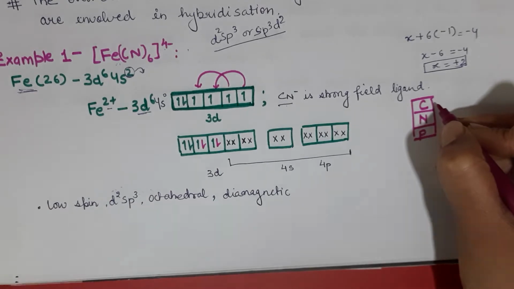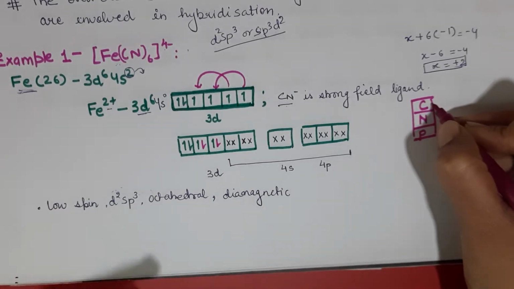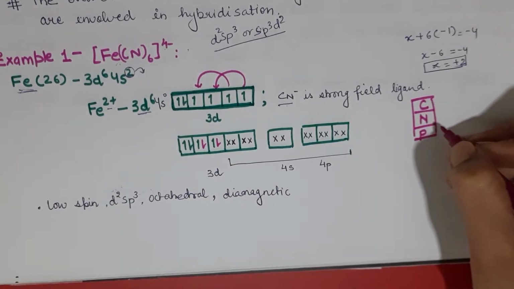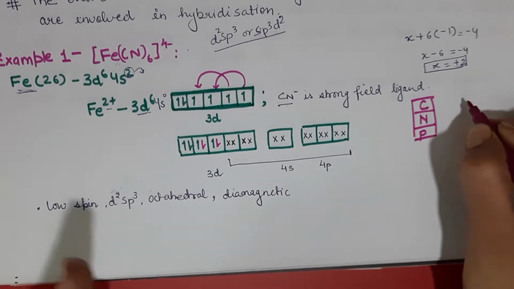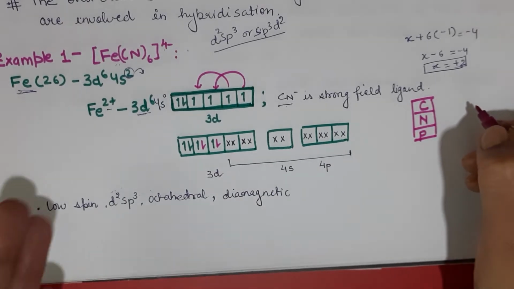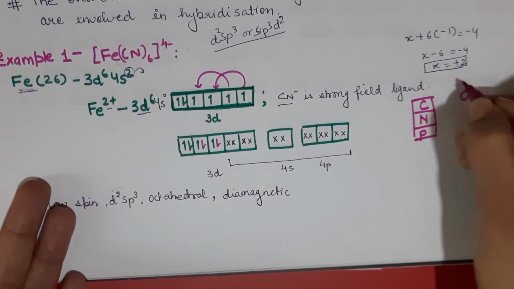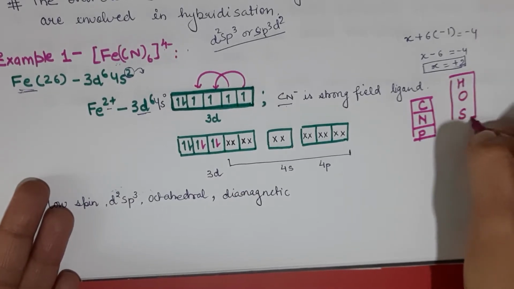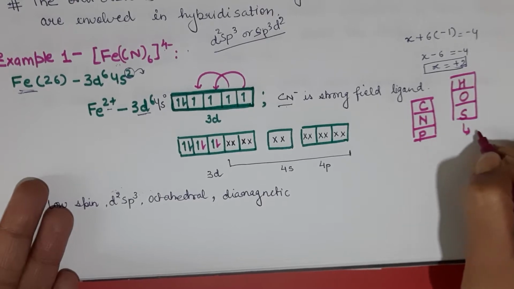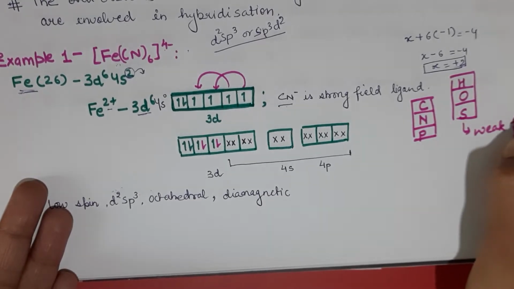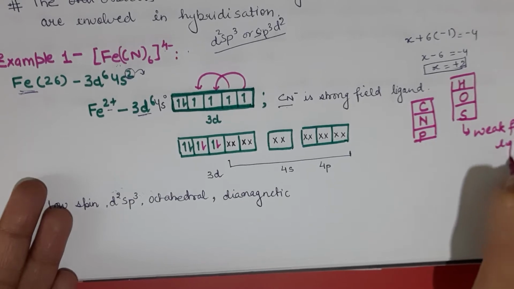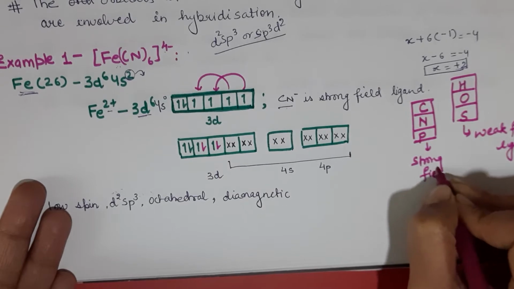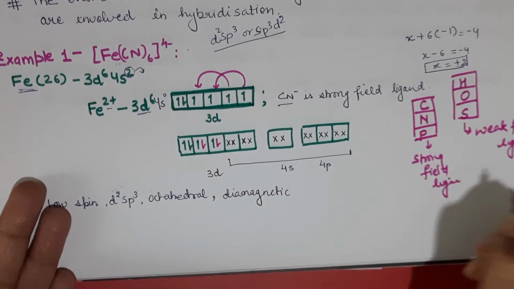If the ligands form a bond having carbon or nitrogen or phosphorus, that ligand is a strong field ligand. And if the bond formed between ligand and metal is by oxygen, halides and sulfur, then the ligand is categorized as a weak field ligand. Okay, here this is strong field ligand. You have to learn this.